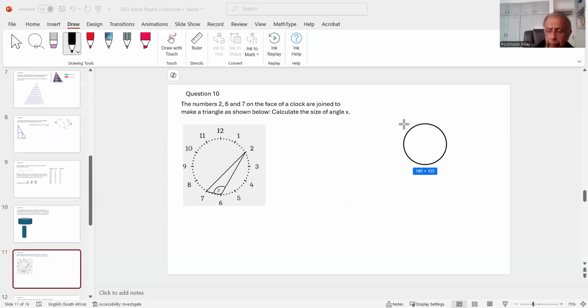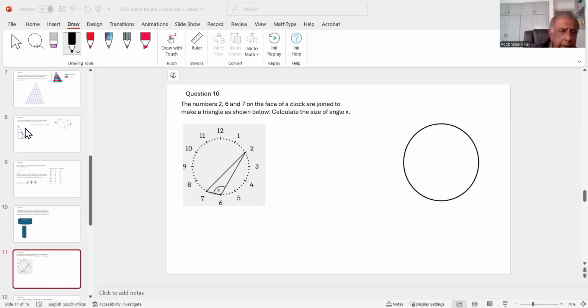I just want to show you something. You got the face of a clock here. Now, the problem is that you got numbers on the clock joined. And how do you know what these angles are? The thing to observe here is the following, that all these numbers are spaced equally apart. So that's a starting point. That they all are spaced equally apart.